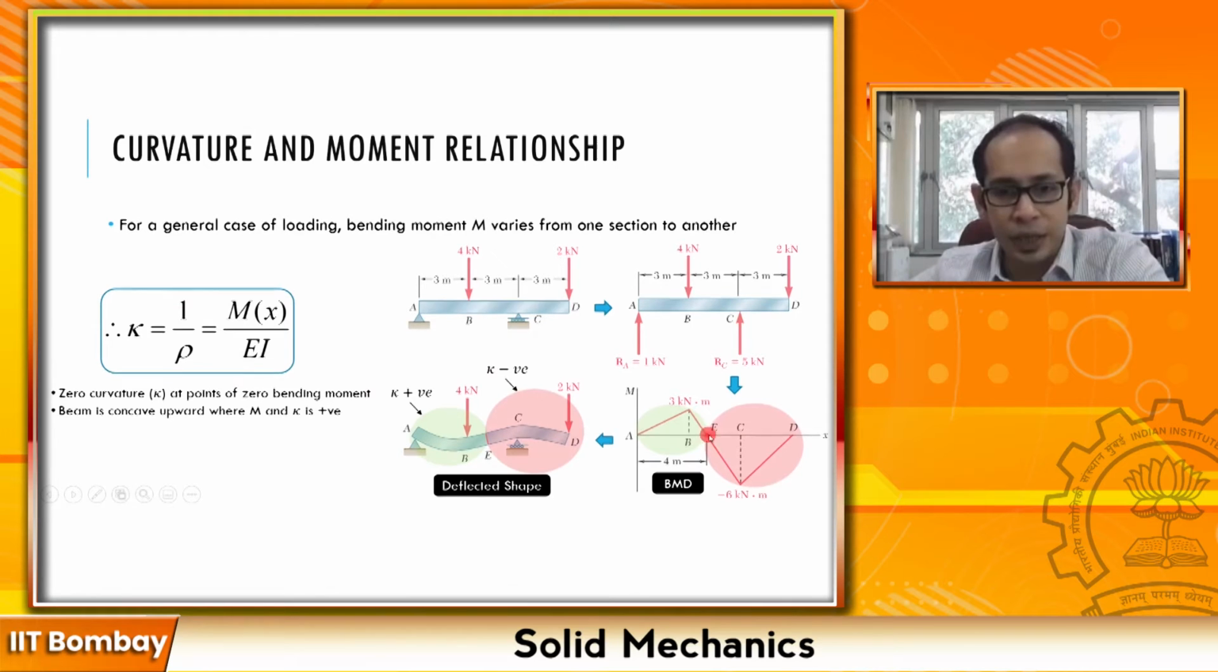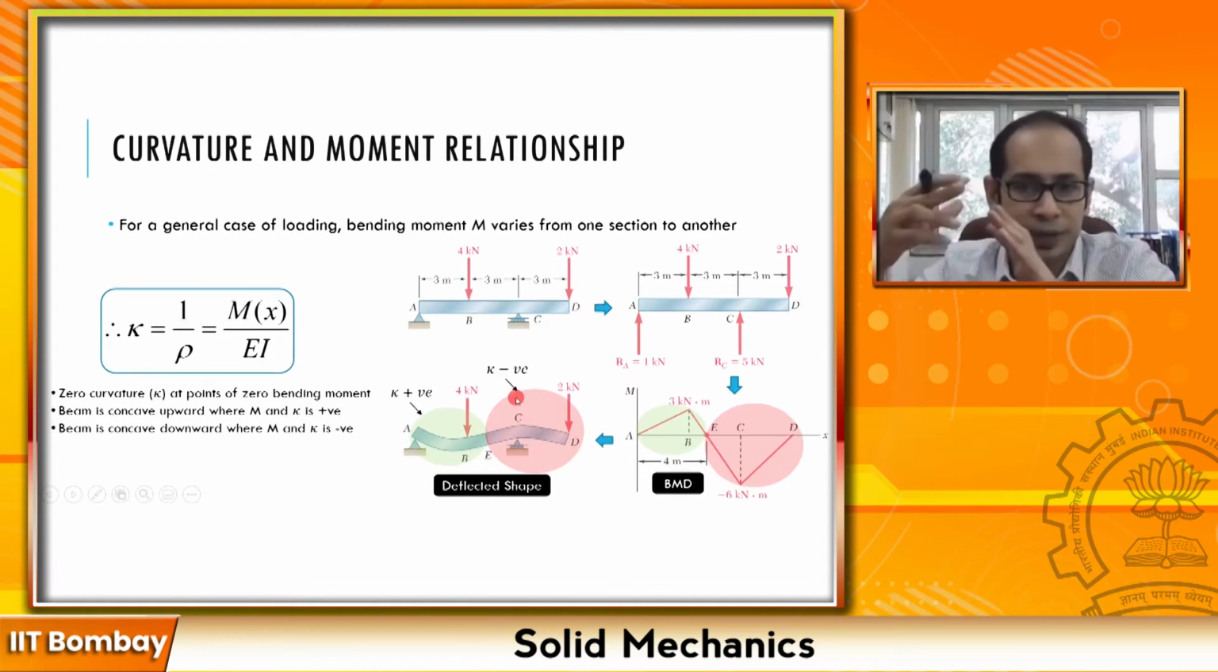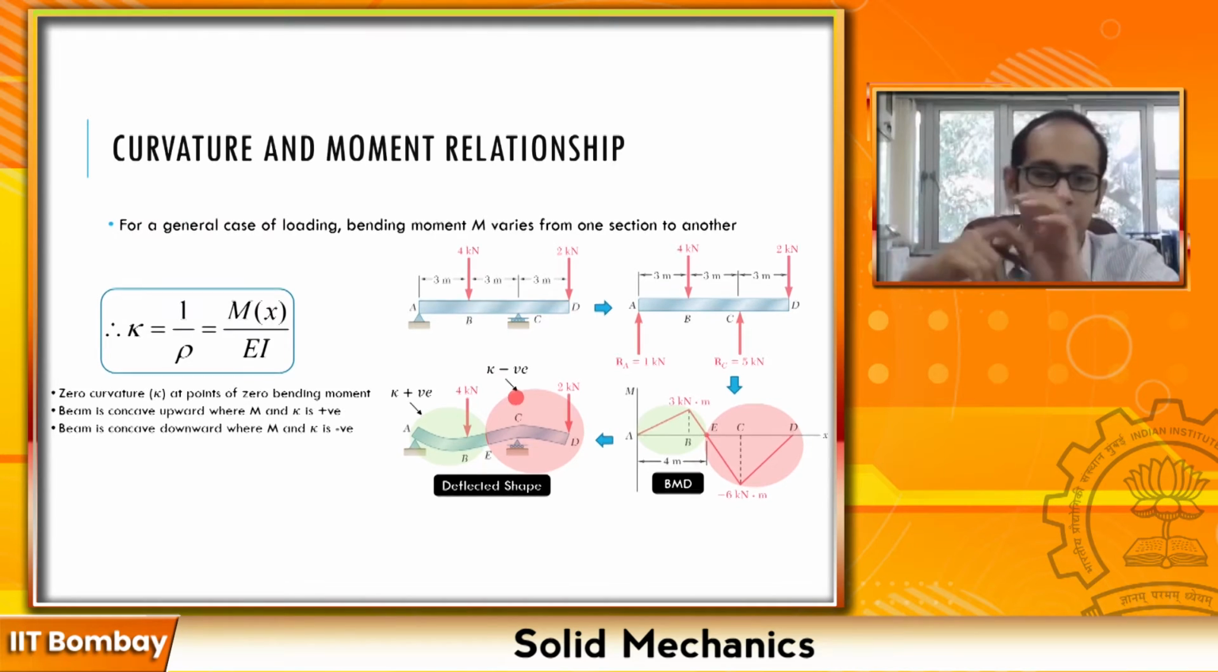You see here in this beam from E to D, you have a negative bending moment and correspondingly a hogging kind of shape over here. So that means your kappa is negative. So both M and kappa are negative. So it gives you overall a sense of how your beam deflects, what the overall shape of the beam is.